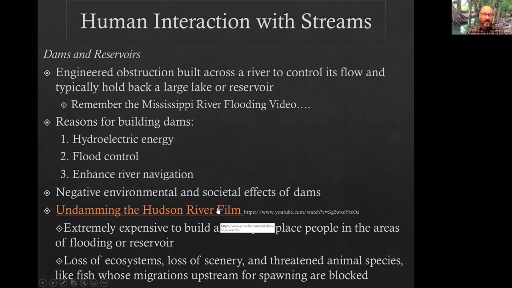There's a really good video. Actually, it's a film, and it's about 15 or 20 minutes long. So I encourage you all to watch this video about the positive effects of removing dams in this one area, the Hudson River. I know some people complain that their pretty view of the lake will be destroyed if all that lake drains out.